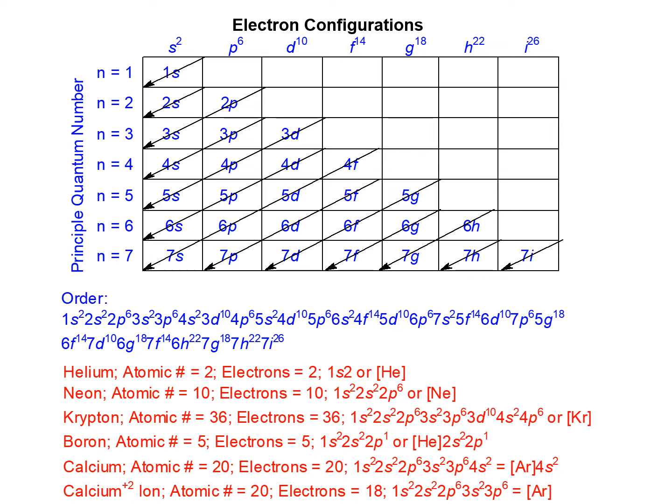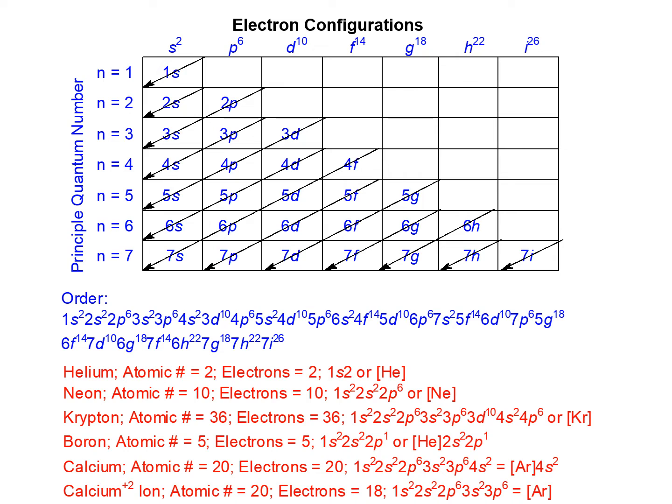If you look at krypton, the atomic number is 36. Electron total is 36. So it is 1s2, 2s2, 2p6, 3s2, 3p6, 3d10, 4s2, 4p6. If you add up the superscript numbers, you end up with 36, or 2 plus 2 plus 6 plus 2 plus 6 plus 10 plus 2 plus 6. It's much easier just to write out krypton bracket.